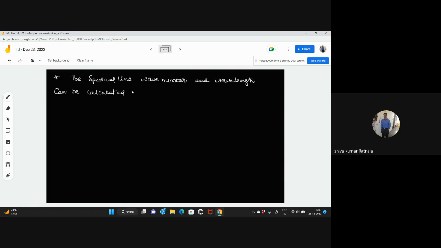The spectral line wave number and wavelength can be calculated by using Rydberg's equation.